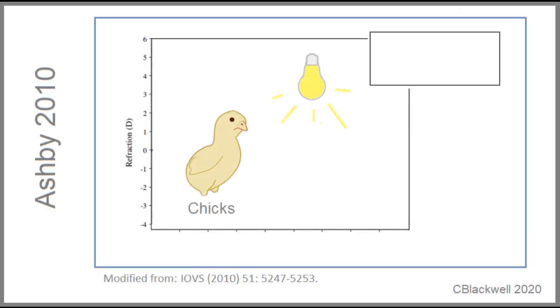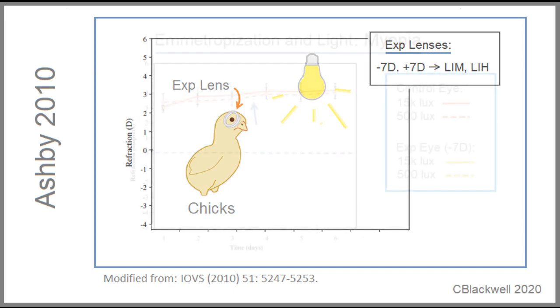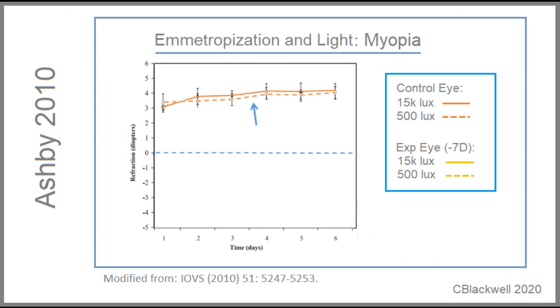To show that emmetropization can go both directions, we look at one part of a set of experiments done in chicks, reported by Ashby. We will discuss the light effect later on. For this part, they took a group of chicks and put a corrective lens over one eye and no lens over the other. In one group, they put a -7 lens over one eye, rendering it hyperopic. The other eye was the control, the orange line here.